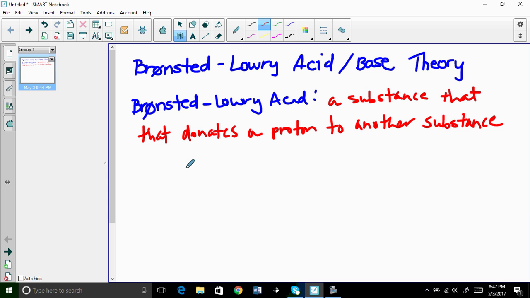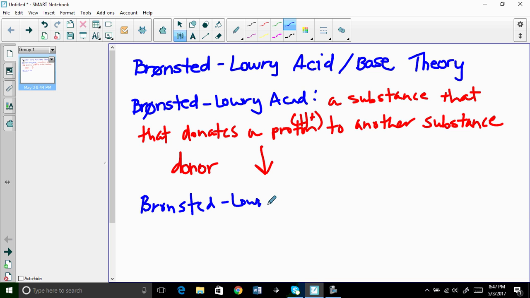And you'll hear me say this all the time. When I donate money to a charity, my bank account goes down. Donor down. Donor down. So when I do these, the acid is the donor, the H plus, because that's what a proton is, going to go down. Okay, and then a Bronsted-Lowry base is just the opposite. Like when I donate money to a charity and the charity accepts it or receives it.